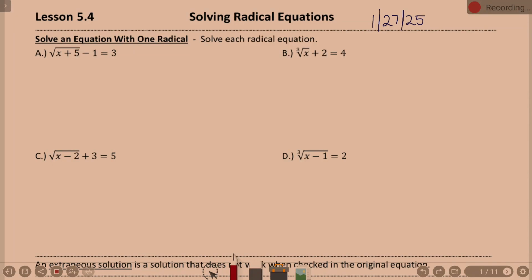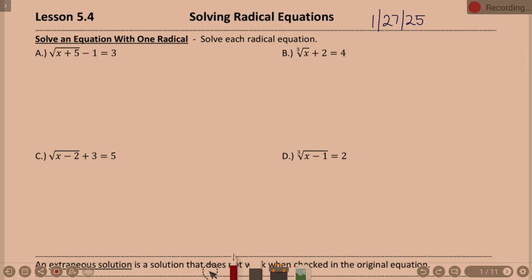5.4, solving radical equations. How do we solve an equation when there is a radical, a square root, a cube root, something of that sort involved? As we look at A, the square root of x plus 5 minus 1 equals 3. What do you think, Ian? And why am I moving over the 1?